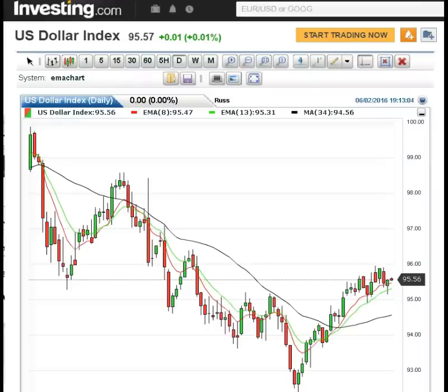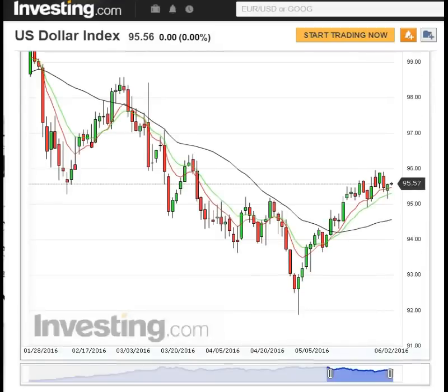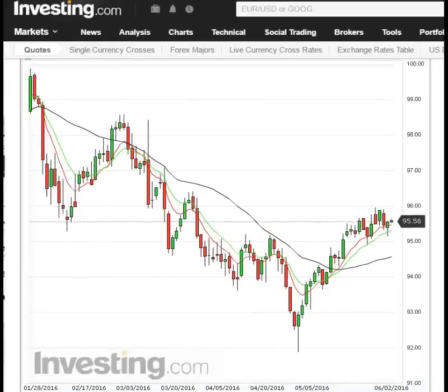Let's start off with the dollar. There's a daily chart. You can see how it crossed the 34 and it's riding the 8 all the way up. Hasn't closed below the 8 yet for quite a while.